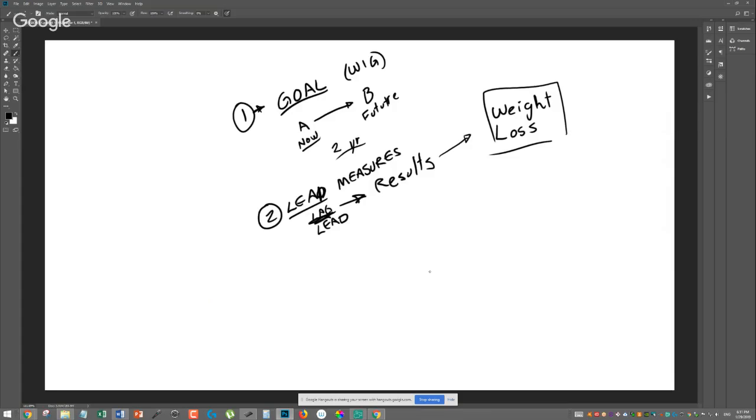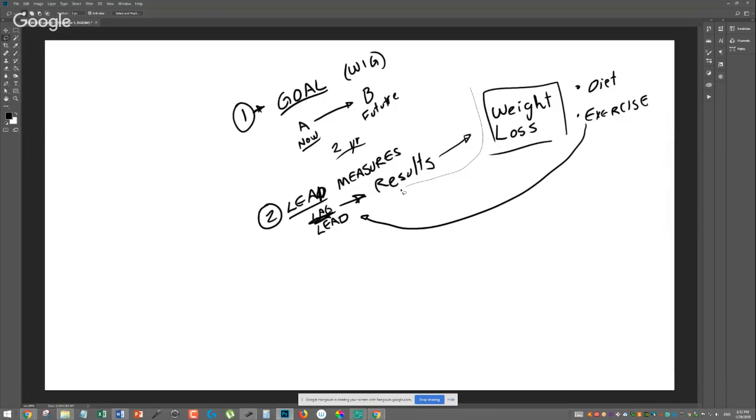You cannot say, okay, now I want to be better at drawing. You just blink your eyes and snap your fingers. No, that doesn't happen. What you need is to draw, to do exercises. In weight loss it would be diet and exercise. Those two things are lead measures. Those are things that you can measure and that you can control, right?